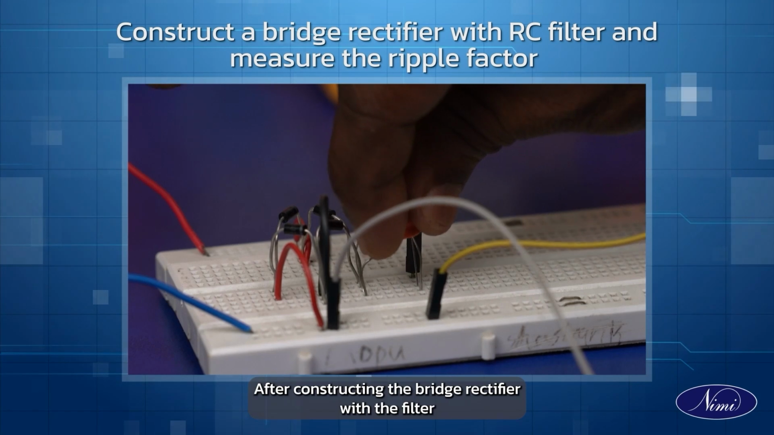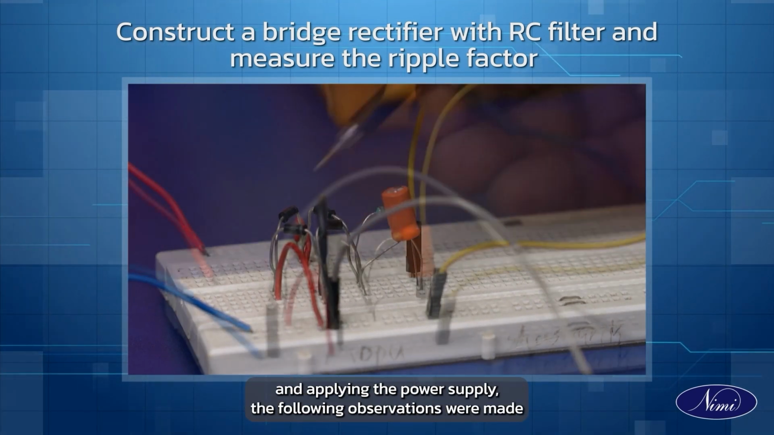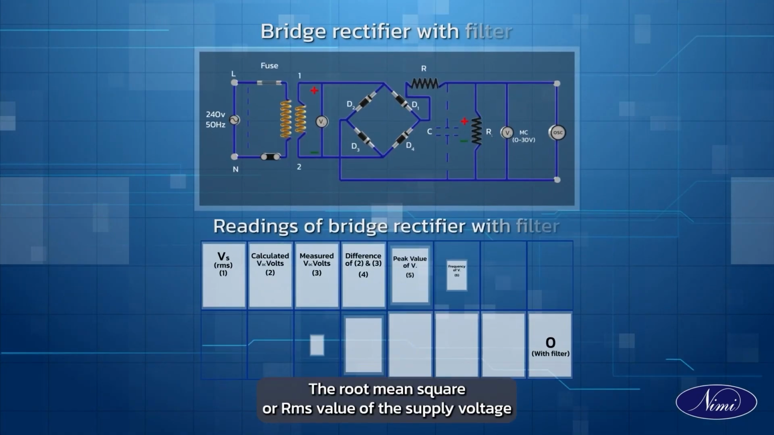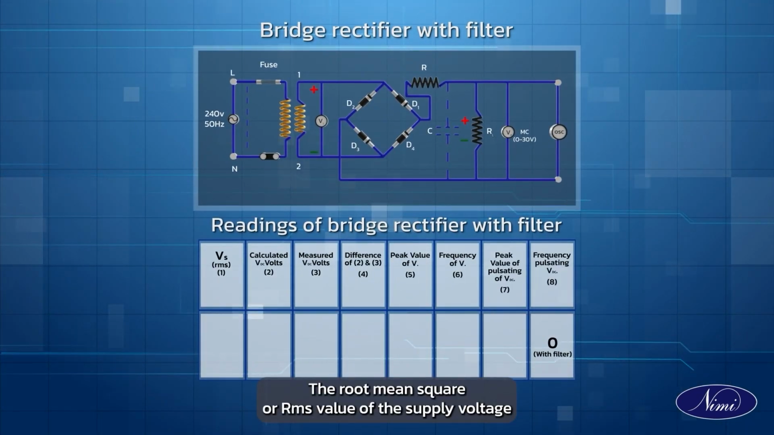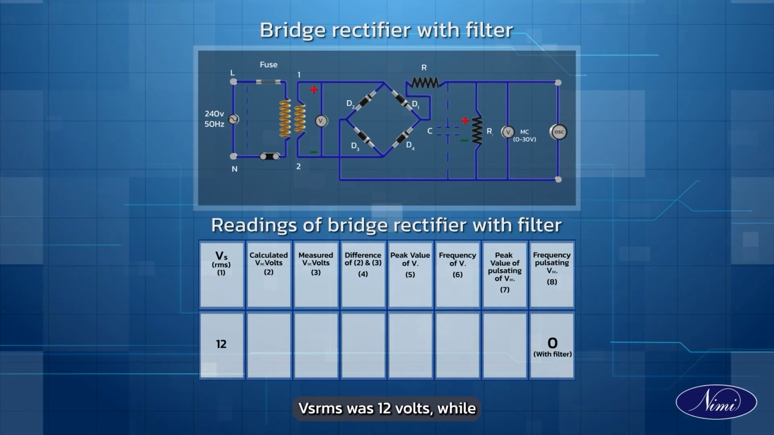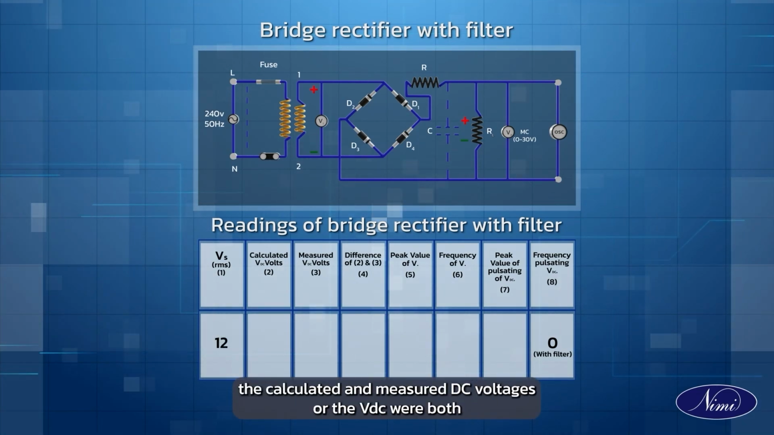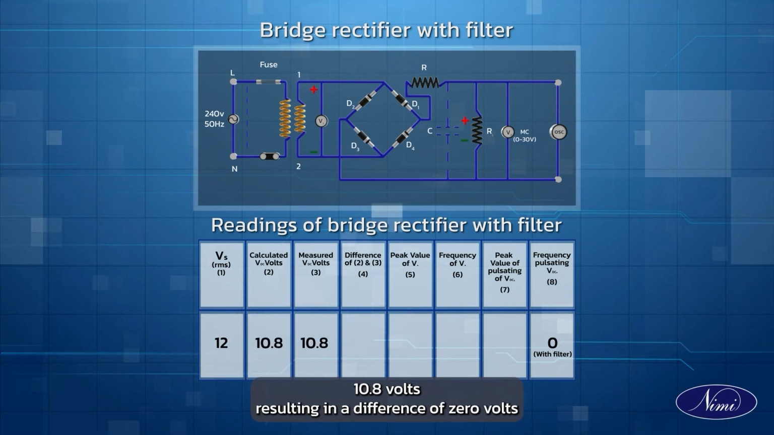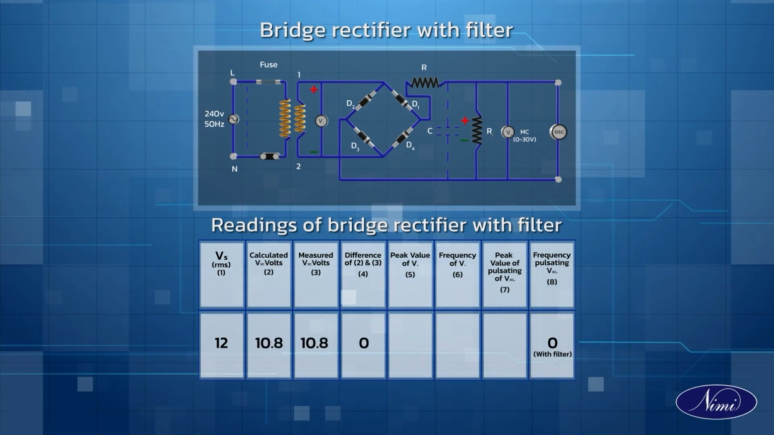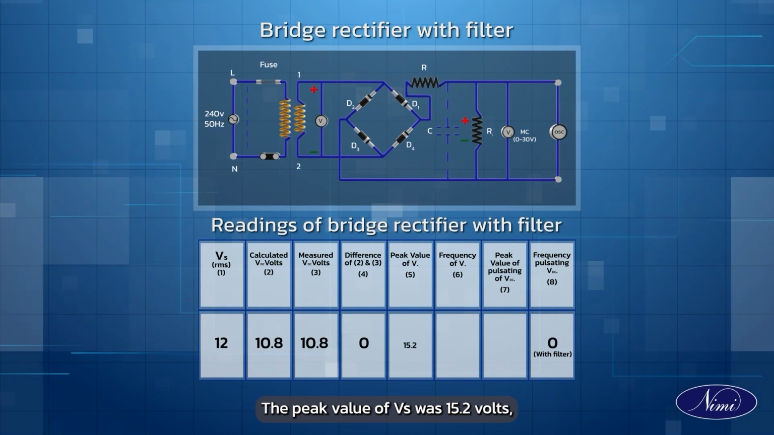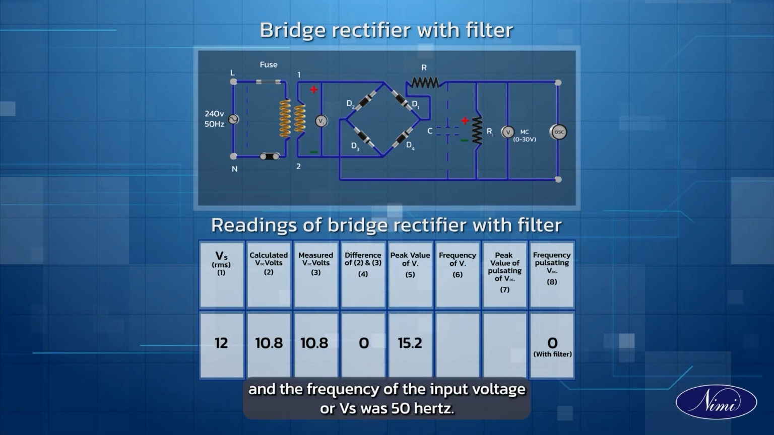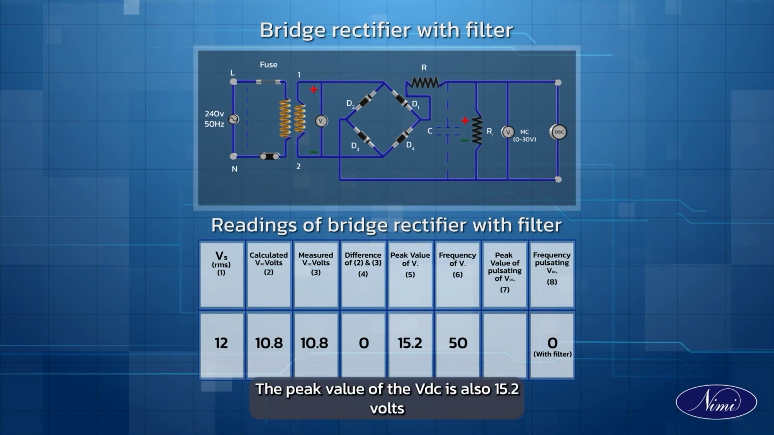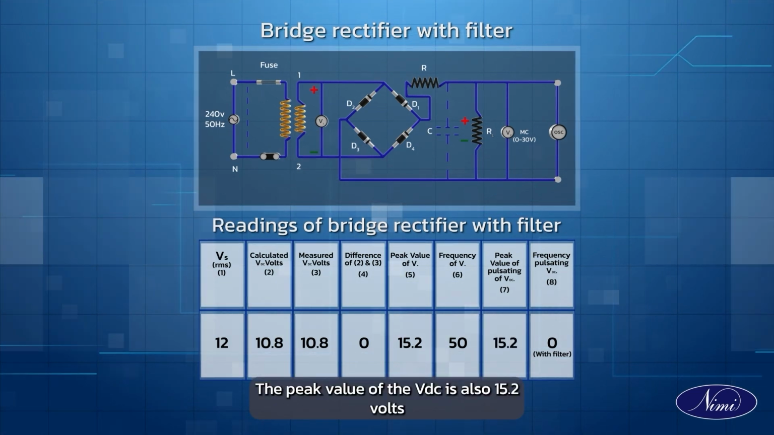After constructing the bridge rectifier with a filter and applying the power supply, the following observations were made. The root mean square or RMS value of the supply voltage VSRMS was 12 volts, while the calculated and measured DC voltages or the VDC were both 10.8 volts, resulting in a difference of 0 volts. The peak value of Vs was 15.2 volts and the frequency of the input voltage or Vs was 50 Hz. The peak value of the VDC is also 15.2 volts.